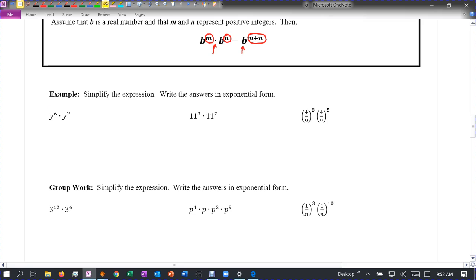So in this problem, notice we both have the same base y. So we look at the exponents 6 and 2 and we add those together. So we should just get y, 6 plus 2 is 8.